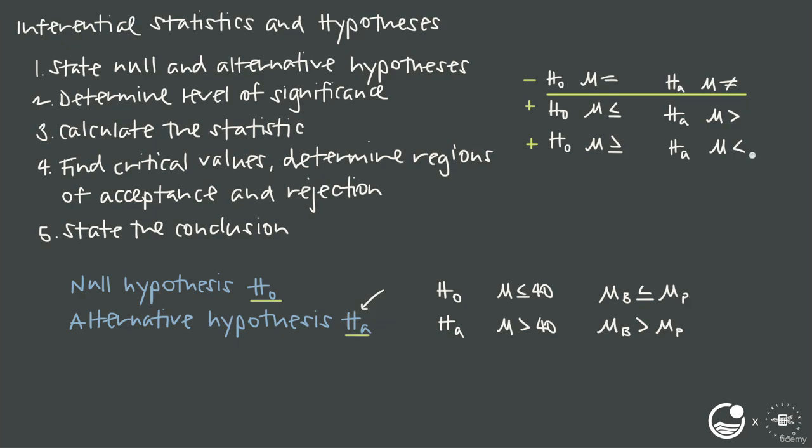Whereas with these two sets of hypothesis statements, we're being more specific. We're indicating directionality. We're saying, no, we think the mean is greater than some value, not less than the value, not equal to the value, but greater than the value.